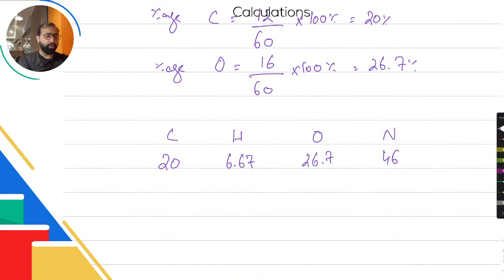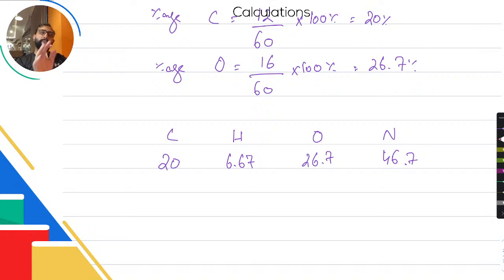Let me see if this all actually adds up to 100 or not. Yeah, it's slightly more than 100, but that's fine. All right, so we approximated. That's the reason it has slightly more than 100. All right, so here's what we'll do.